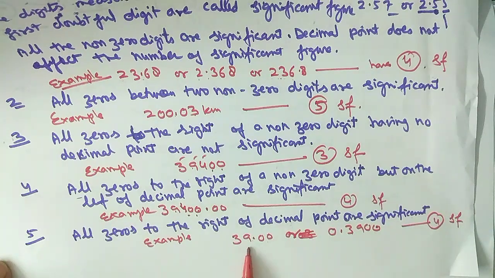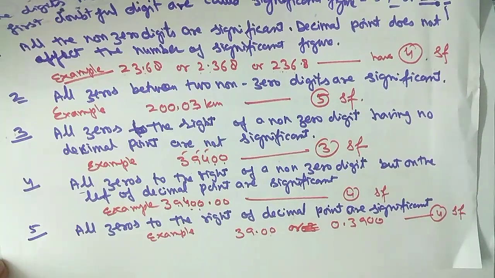So 39.00, or any other physical quantity you can take: 1, 2, 3, 4, because these are after the decimal, that's why they are significant figures.